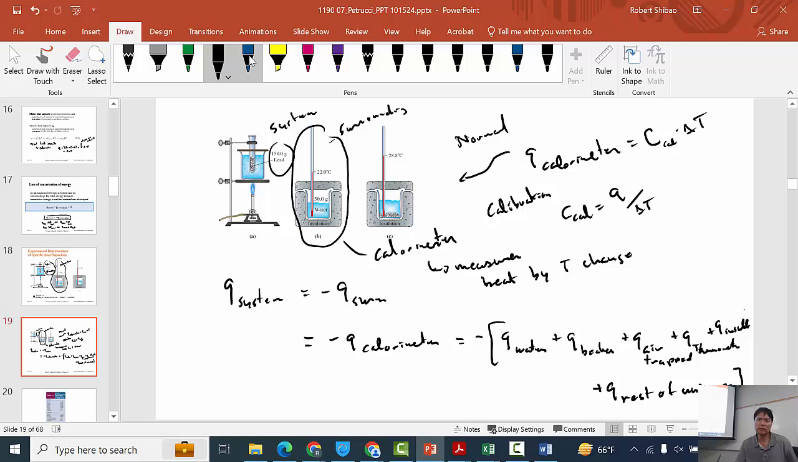This is C of the calorimeter. This is the heat capacity of the calorimeter. And so any heat that's lost by the lead will be absorbed by everything else. Does that make sense?